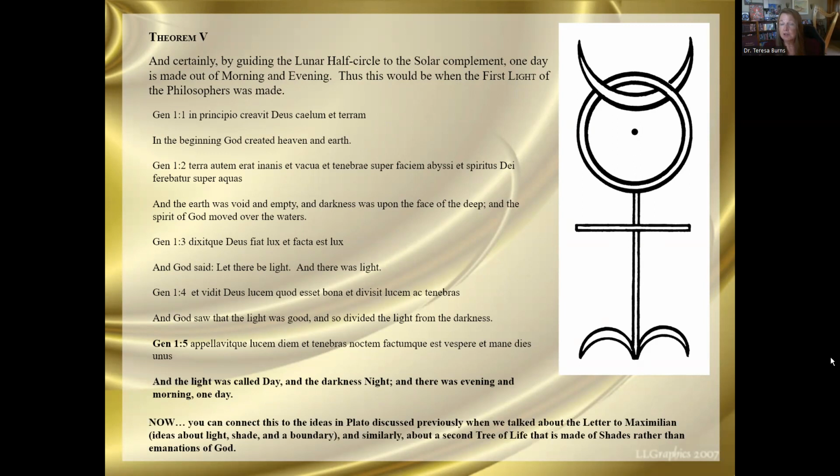And now you can also connect this to some of the ideas, some of the context in Neoplatonic thought and Kabbalistic thought set up in the letter from Maximillian, like the ideas about light, shade, and boundary. These are mainly from Plato's Republic, books 5 and 6. That's where the allegory of the cave is, for example. And then the second tree of life, the Qliphothic tree of life, that's made of shades rather than emanations of God. So all of these contexts he puts into these few little words.